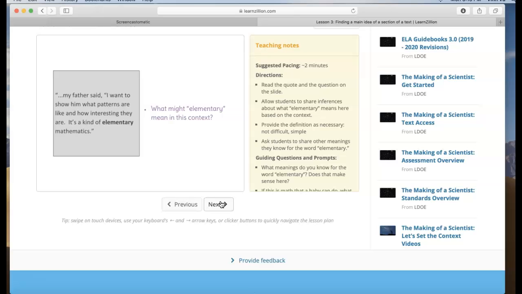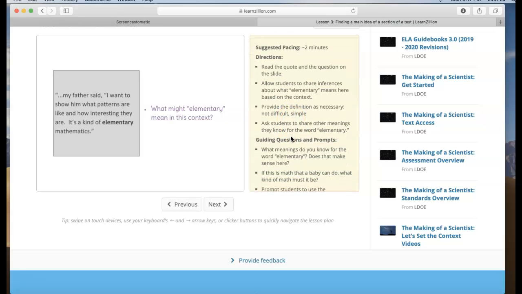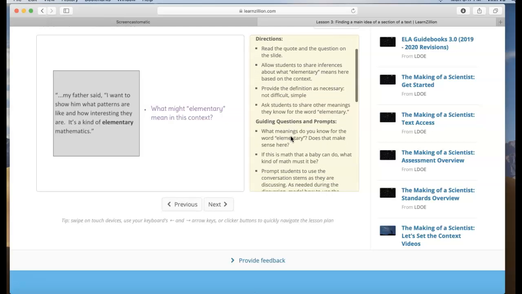So, this is a quote from the text. "My father said, I want to show him what patterns are like and how interesting they are. It's a kind of elementary mathematics." What might elementary mean in this context? Elementary here means not difficult, simple math.